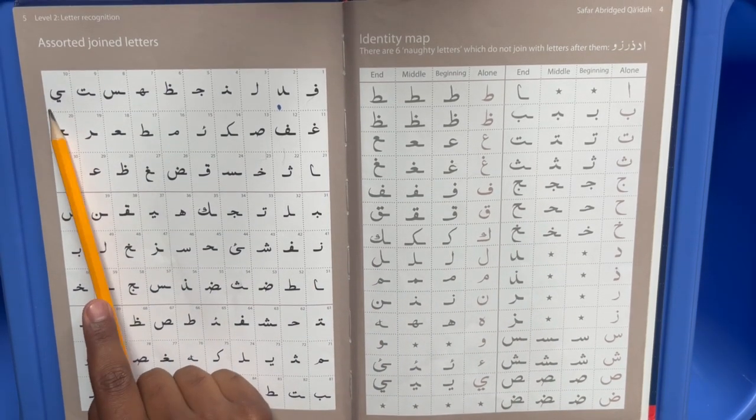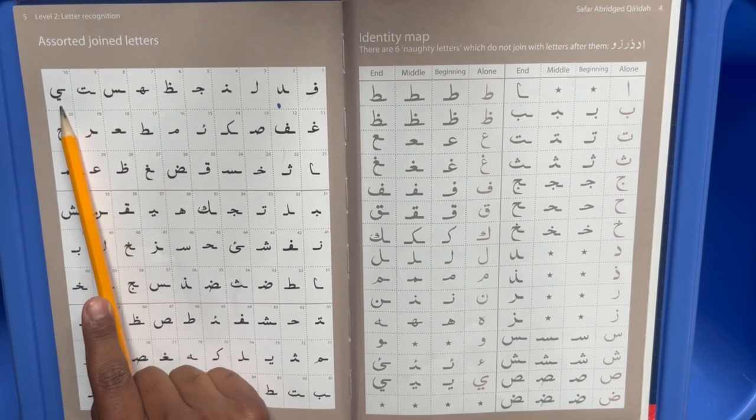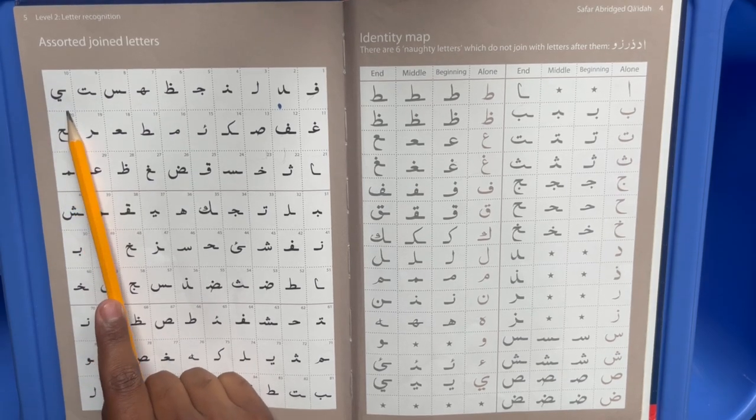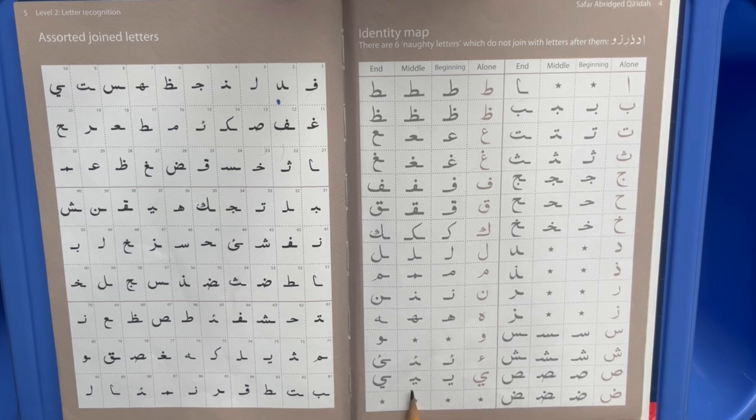And our last example that we will be doing together is number 10. Which letter do we have here? So this letter that we have is the letter ya. Now the question is, is it ya at the beginning? Is it ya in the middle? Or ya at the end?